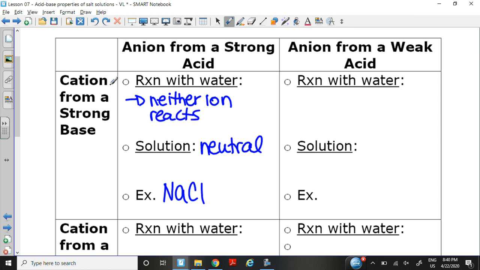And if we look at the rest of the table here, the cation from a strong base, we had sodium, which was sodium hydroxide, and the anion from a strong acid, chloride, which comes from hydrochloric acid, which is a strong acid. So that's where they fit into this part of the table. We'll come back and fill this in along the way. And then at the end, you'll have a really good study sheet for this part of the unit.